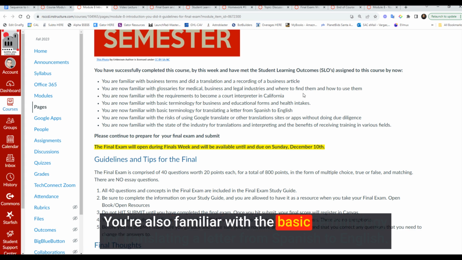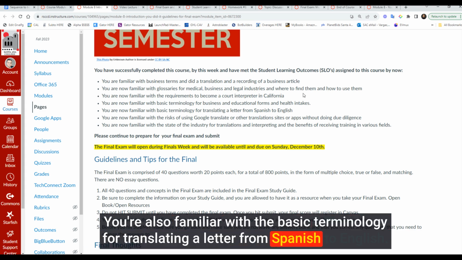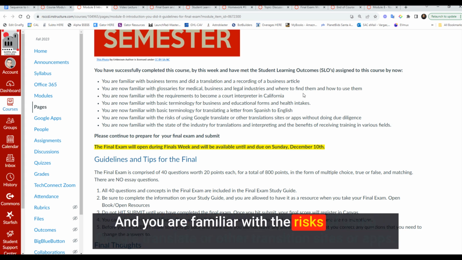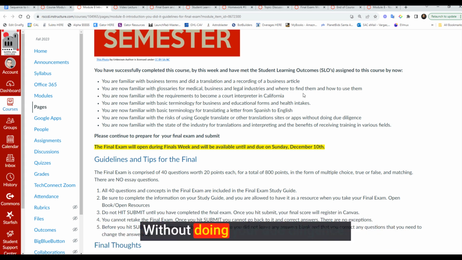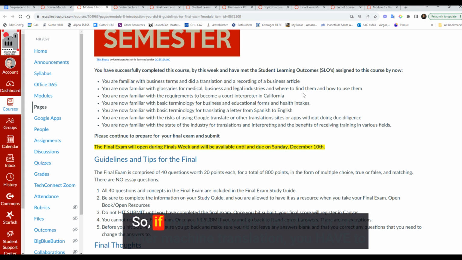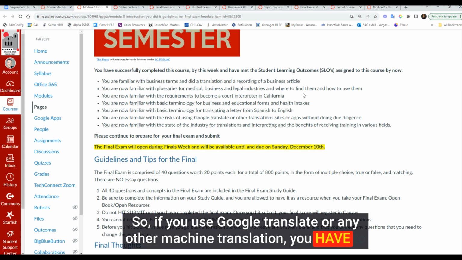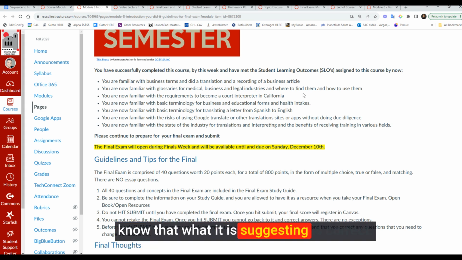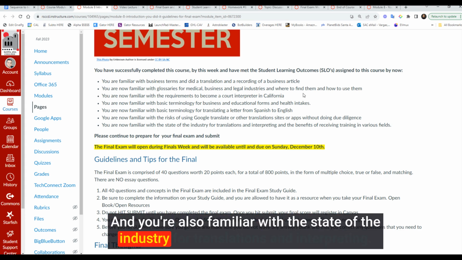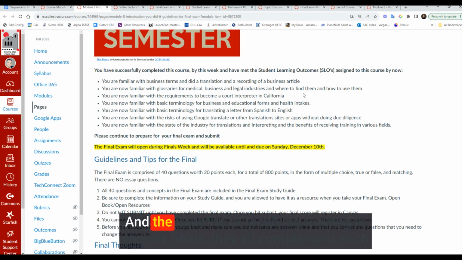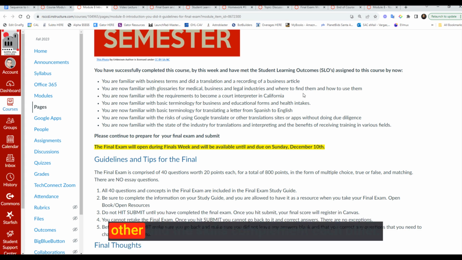You are also familiar with the basic terminology for translating a letter from Spanish to English, and you are familiar with the risks of using Google Translate or other translation sites or apps without doing your due diligence. So if you use Google Translate or any other machine translation, you have to know that what it is suggesting is correct. And you're also familiar with the state of the industry for translations and interpreting and the benefits of receiving training in various fields. They all complement each other, and the skills complement each other.